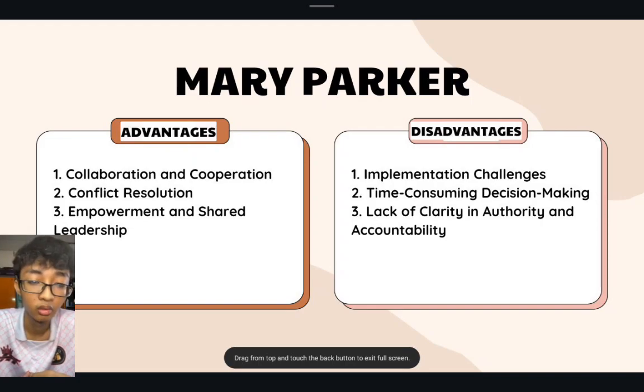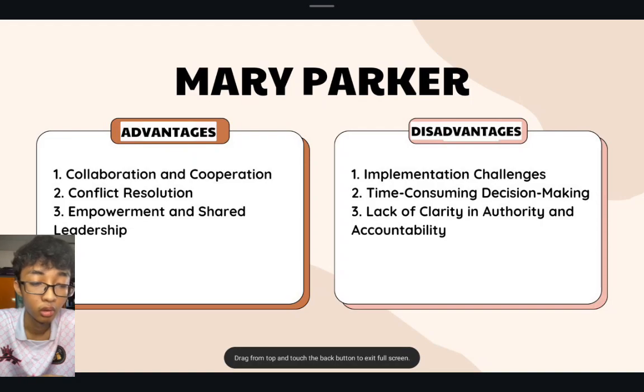Second is conflict resolution. Follett's approach to conflict resolution focuses on finding mutually beneficial solutions and addressing conflict in constructive manner. This approach helps to minimize the destructive conflict and promotes a positive work environment.